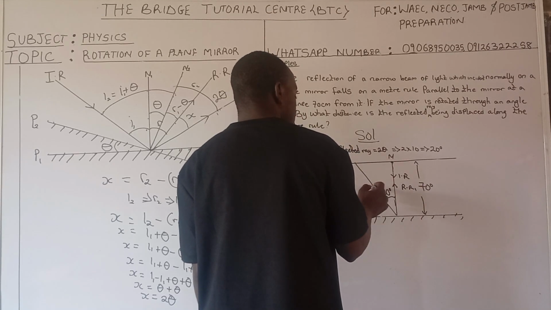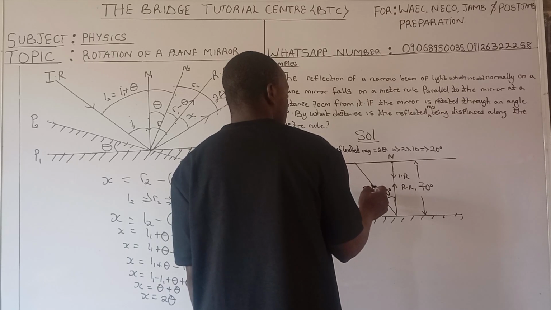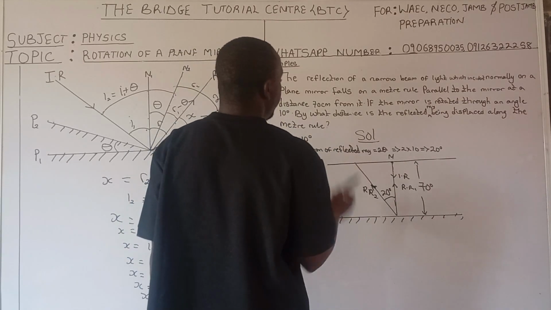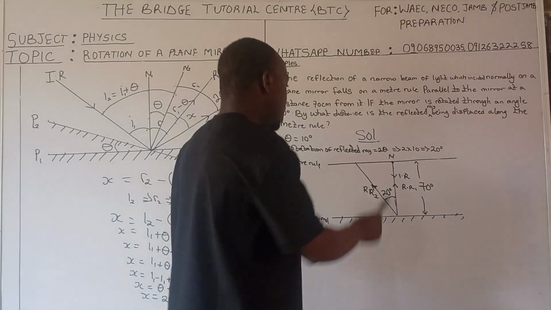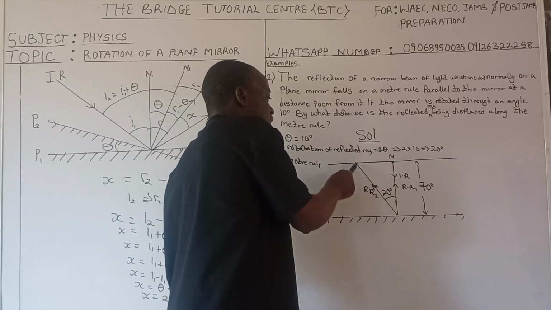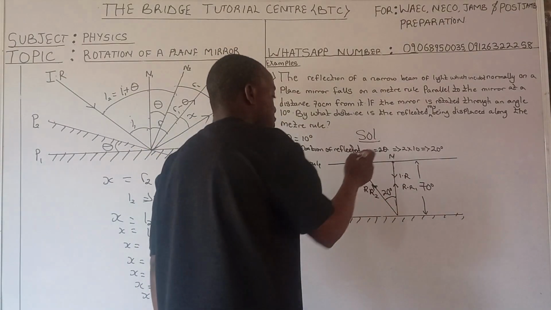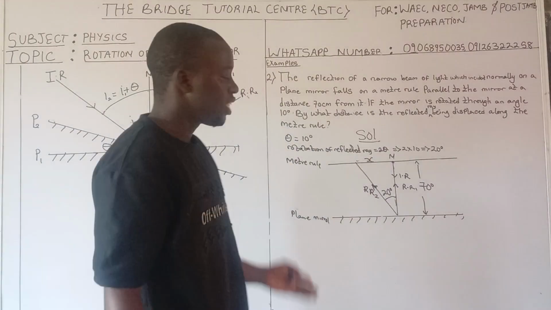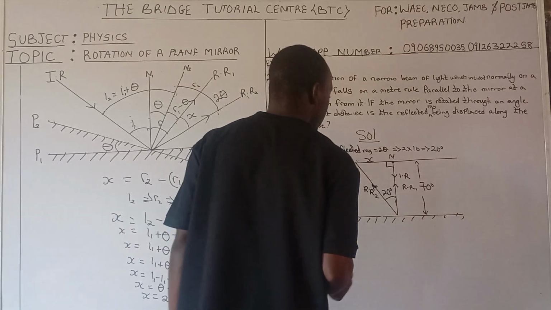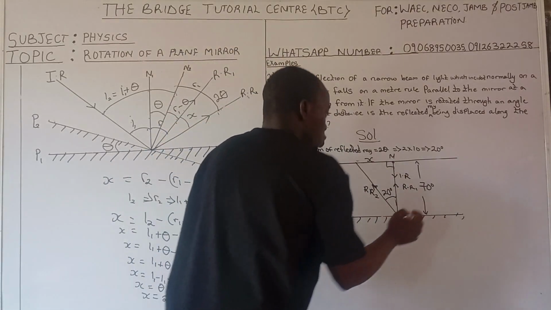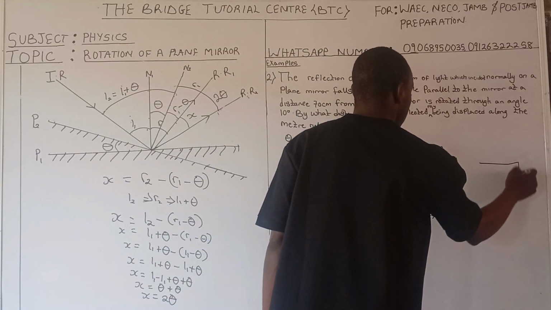If this one is RR1, the new reflected ray here will be RR2. Now they say, by what distance is the reflected ray displaced along the meter rule? That is, this is our initial reflected ray, and this is our final reflected ray. So by what distance are they displaced? Let us call it x. So if this one is x, let us solve it using our normal trigonometry. You can see we have our right angle, so you can bring out the triangle. We have our triangle like this.